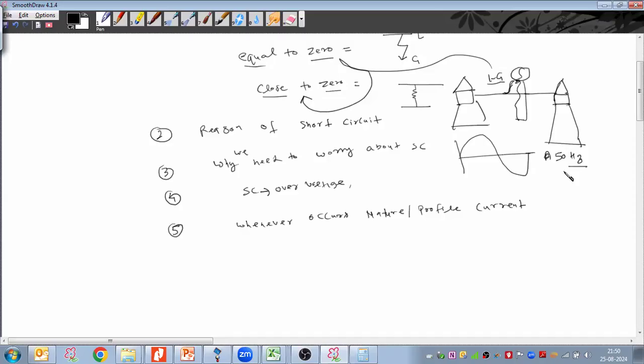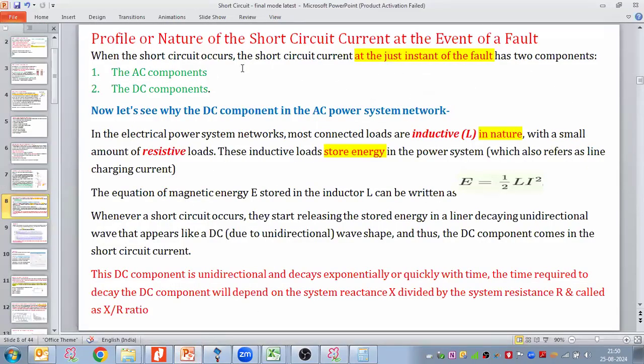Let us see when the system is abnormal. What is the profile then? When the short circuit occurs, the total short circuit current, or the short circuit current at just the instant of the fault, has two components: the AC component and the DC component. We have already discussed the DC component, right?